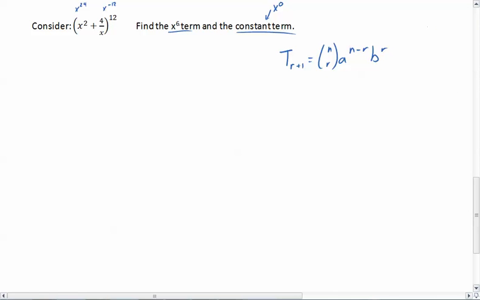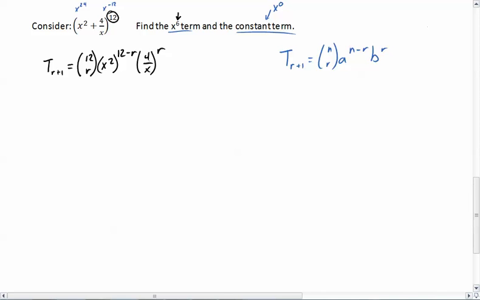So if we want the x to the 6th term, then 6 is what we want the variable to end up as. We don't know what r plus 1 is, we don't know what r is, we do know what n is, because that's our power here. So let's go ahead and write, we want t sub r plus 1, which we don't know what that is, equals 12 choose r. Now a, of course, is x squared to the 12 minus r power, and then b, which is 4 over x, is to the r power, which we don't know what that is.